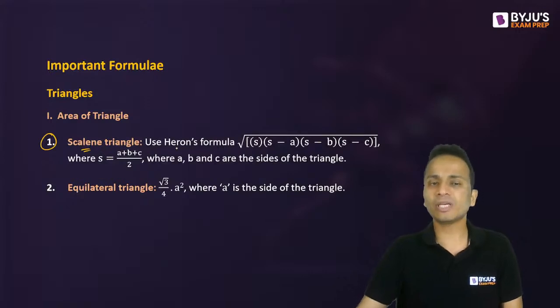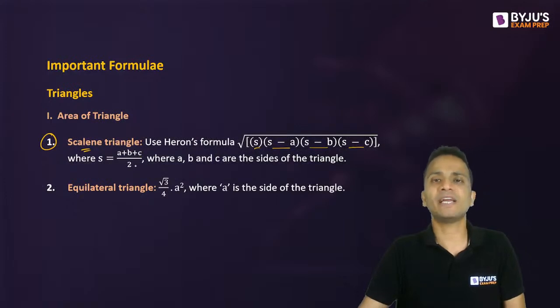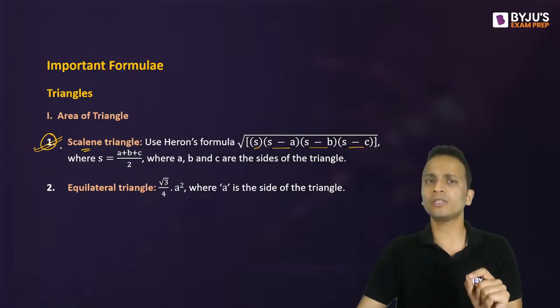Okay, in that case, you can use Heron's formula, and the formula is under root of S into S minus A into S minus B into S minus C, where S is called the semi-perimeter of the triangle. It is equal to the sum of the sides divided by 2. Semi-perimeter, that means half of the perimeter, where A, B, and C are the sides of the triangle. Okay, so this is one formula that can be used provided all the three sides are given, right?